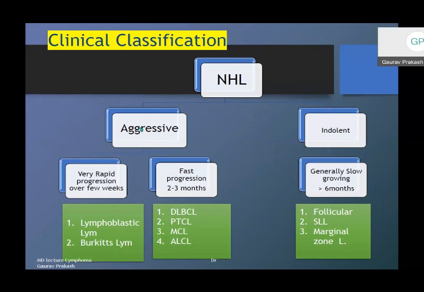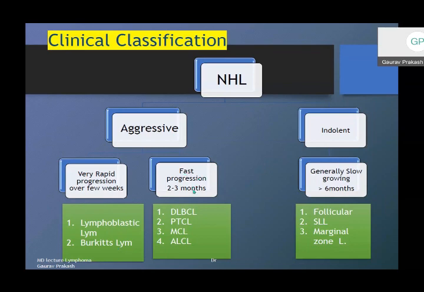Aggressive, as the name suggests, they are very rapidly growing. They make a patient very sick quickly. If left untreated, they can kill the patient in the span of weeks to months. So you can further classify: very rapid, only two lymphomas, lymphoblastic and Burkitt's lymphoma. If you do not treat them, the patient can die within days to weeks.